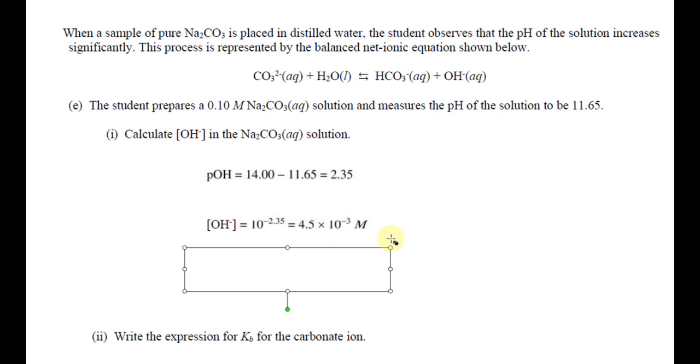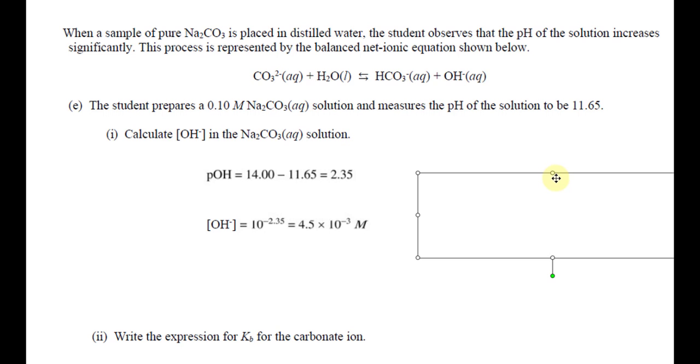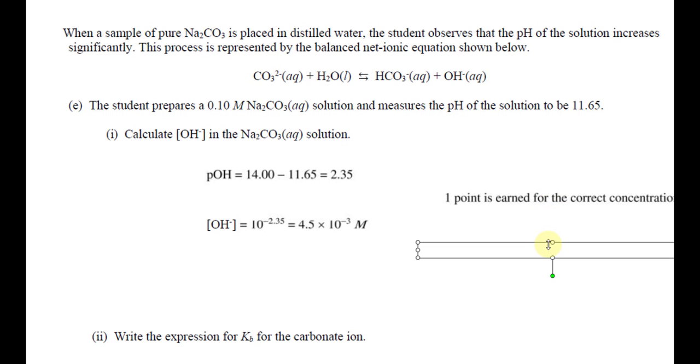You can give it in the scientific notation or that regular notation, but don't forget to put down the molar. It's a reasonable answer. Did we answer the question? Calculate the hydroxide ion in this solution. We use the pH to get the pOH to find it. Okay, that's 1 point, I'm sure. I doubt if they give you 2 points for this.